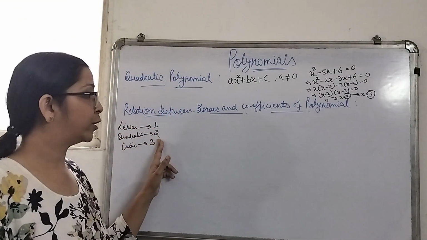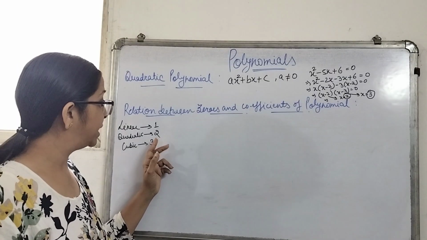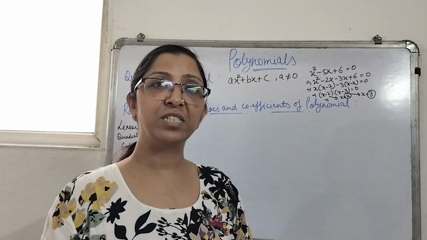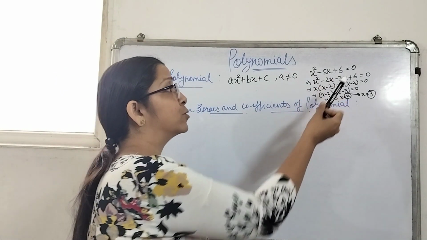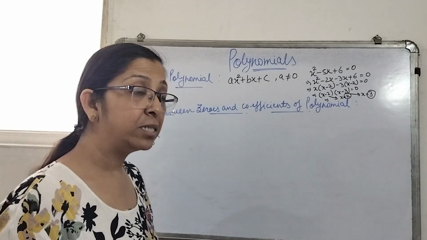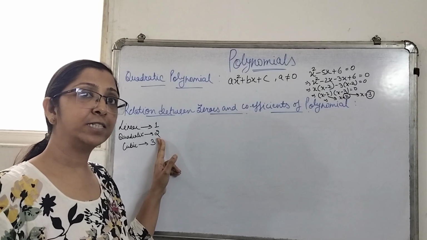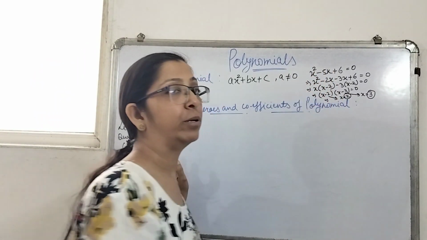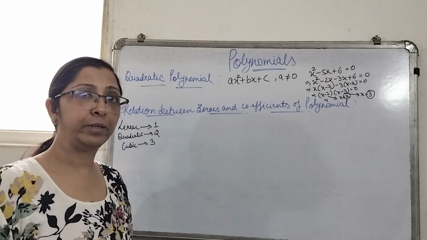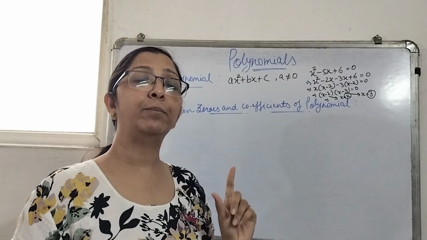For a quadratic polynomial, it is even possible that the number of zeros is 0 or 1. Zero means there is no value of x for which your polynomial will become 0. And it is even possible that there is only one value of x for which this polynomial will become 0. But at the max, we will have only two values of x for which this quadratic polynomial will become 0. Similarly, for any cubic polynomial, at the max there are three values of x for which the polynomial will become 0.